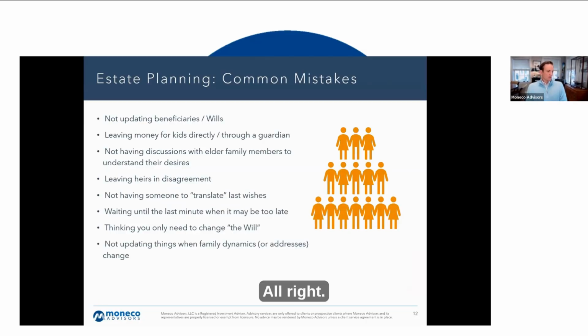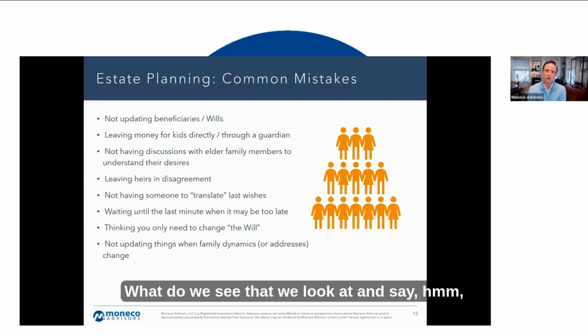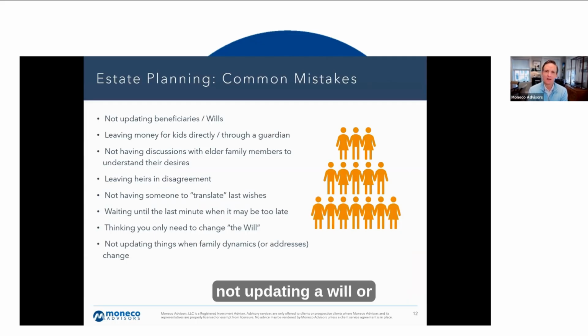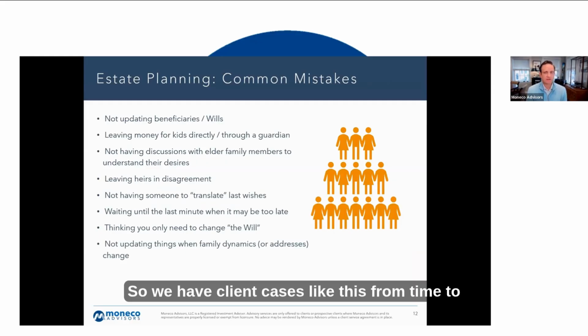All right, let's get into mistakes. What do we see that we look at and say, wish that would have happened differently? Well, number one, not updating a will or beneficiary, right? So we have client cases like this from time to time. As a matter of fact, we just recently had one last month where somebody didn't update the beneficiary on their retirement account. It went to one child instead of both. That happens. So not updating wills and beneficiaries is the most common thing. Again, if you get nothing out of today, check your beneficiaries on your accounts.